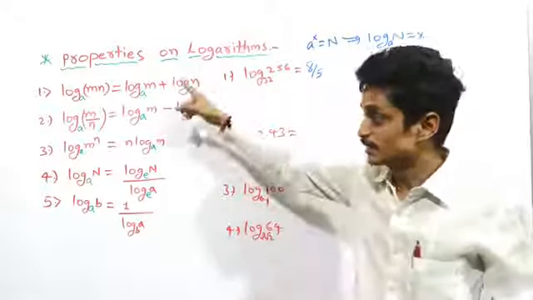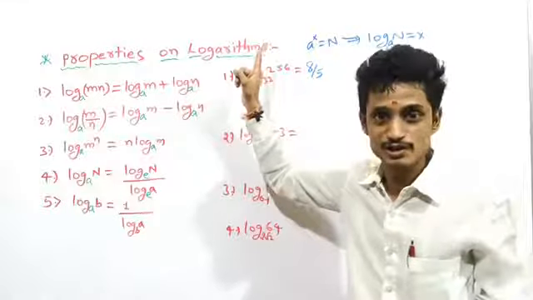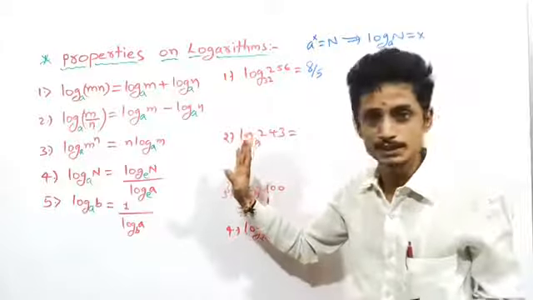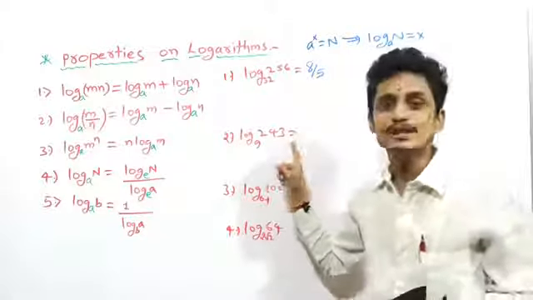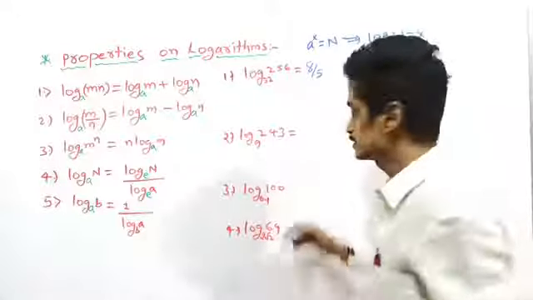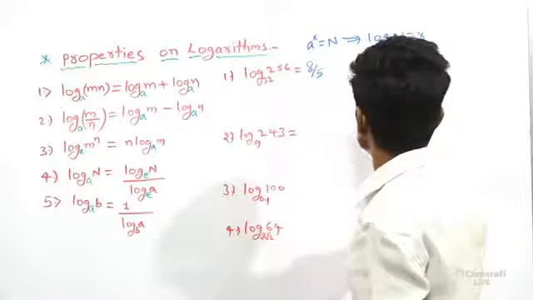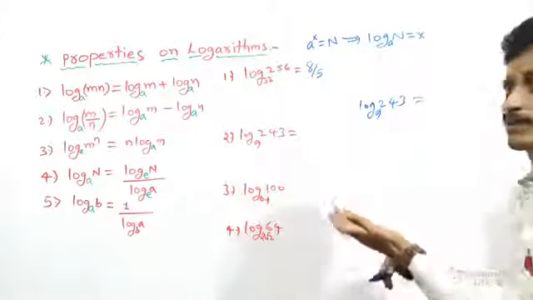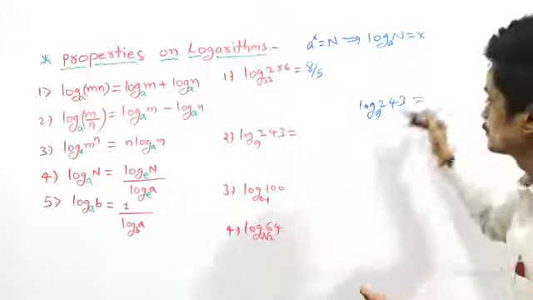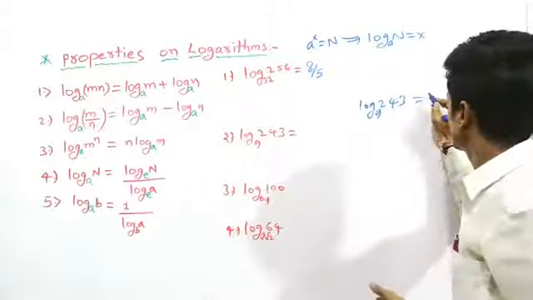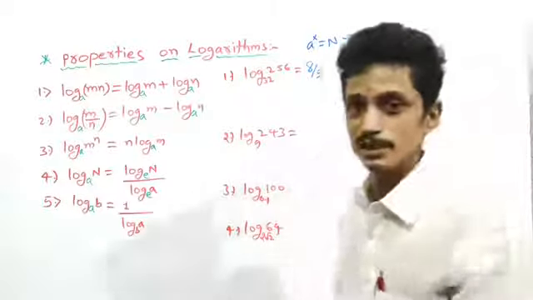Get ready. Keep in mind the last class restrictions, definitions and these 5 formulas. If you are thorough with these 3 points, you will definitely crack every problem. Let us start question number 2. Before I give the answer, the question is log of 243 to the base 9. For what value of the power of 9 should we get 243? That we don't know. That's why I take it as x.